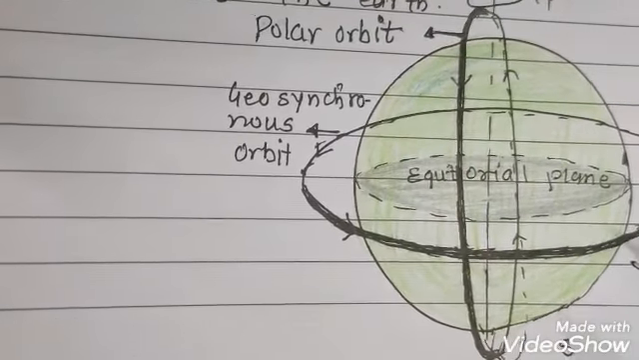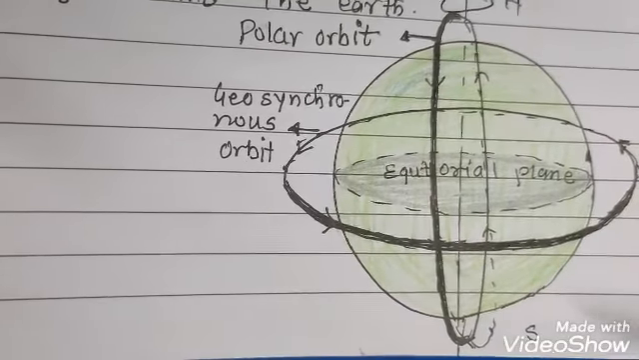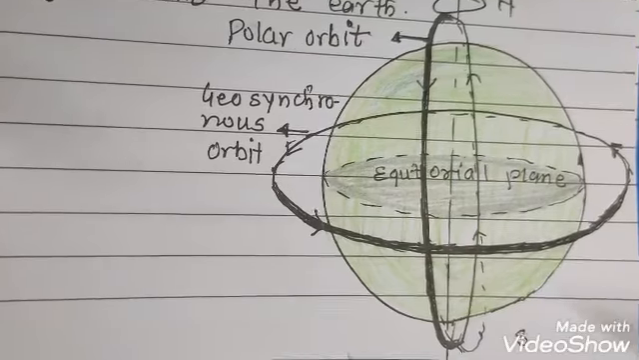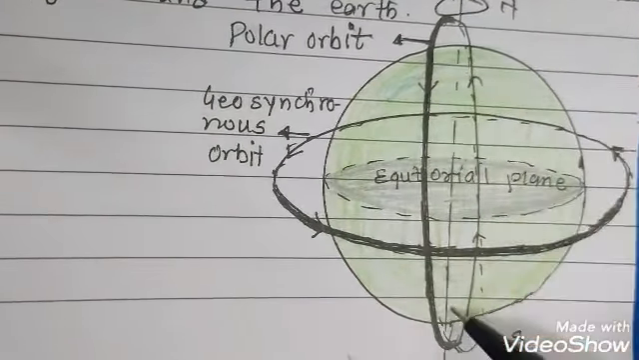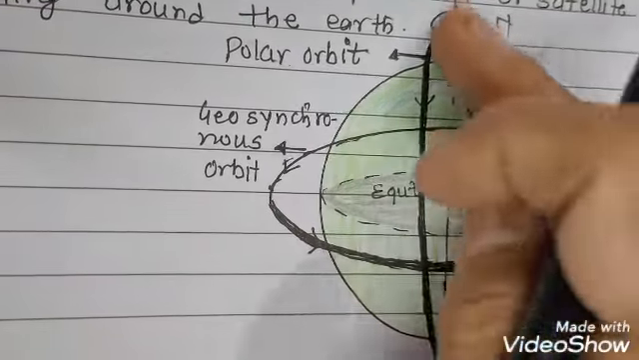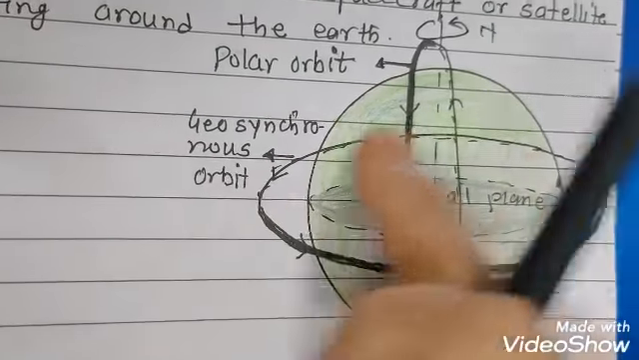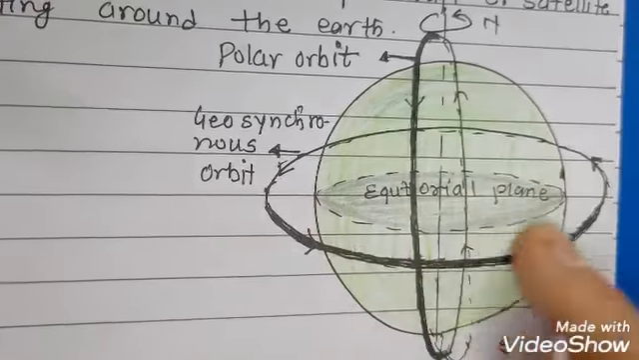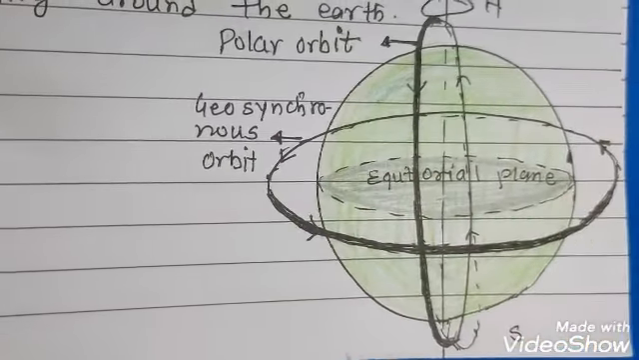So these are concentric and coplanar with the equatorial plane, and so the plane of orbit of the satellite is normal to the axis of rotation. This is the axis of rotation. So the plane of this orbit is always perpendicular to the axis of rotation. This is the axis of rotation and this is the plane of orbit in which the satellite revolves around the earth.